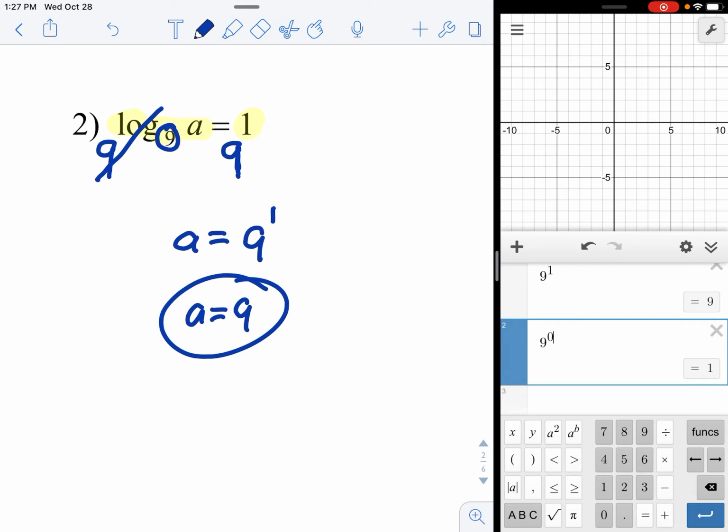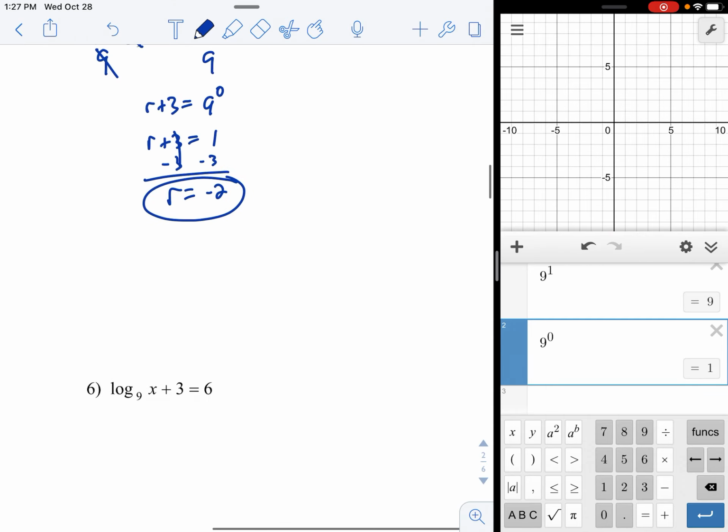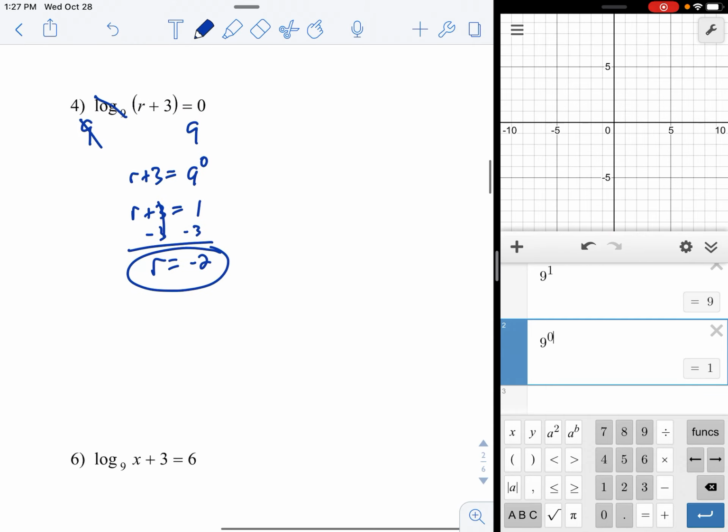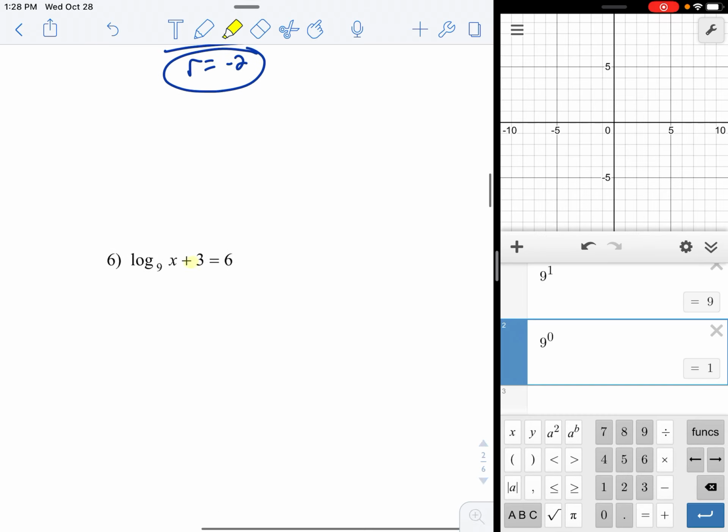Whatever this base is, you put it down here, and you do it to the other side. Now, what's the difference between number 4 and 6? I mean, obviously there's a few differences. R versus X, you have a 0 here, you have a 6 there. But one thing that should jump out at you are the parentheses. Down here, this 3 is not in parentheses along with the x.